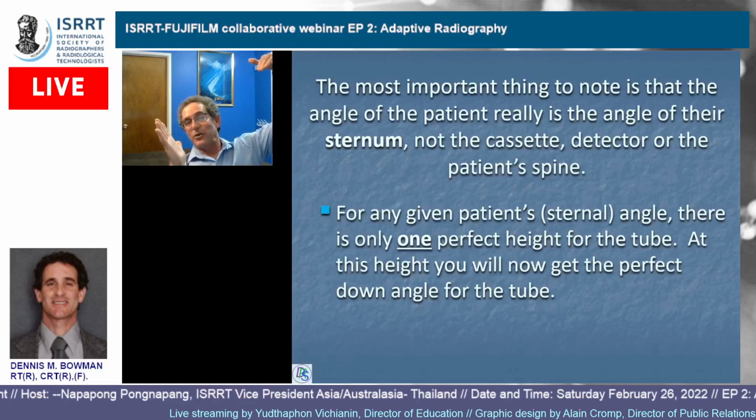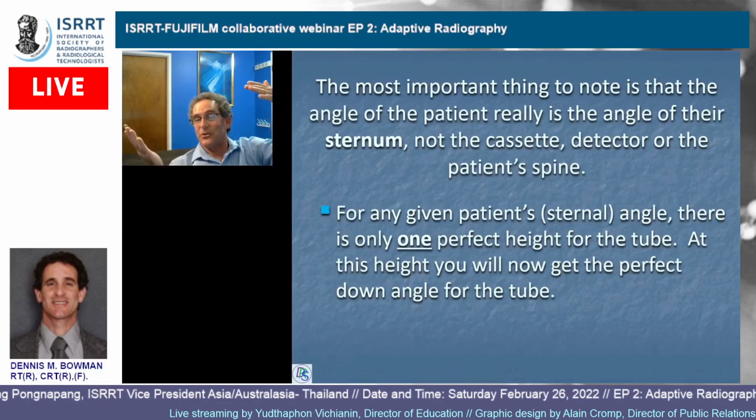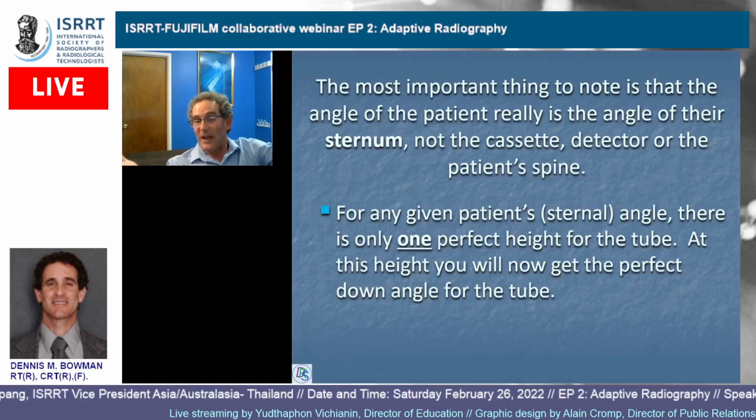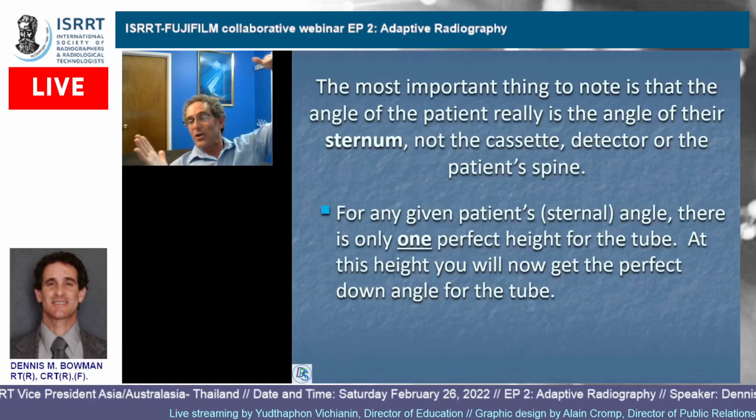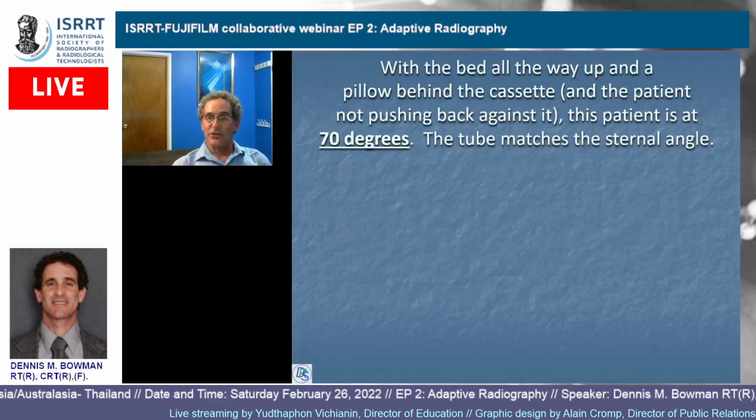And how are you going to match it? Well, you have to be 72 inches away, and then be at the perfect height so that it matches. That's the angle. That's how you figure out what your angle is, and how high you go with your tube.